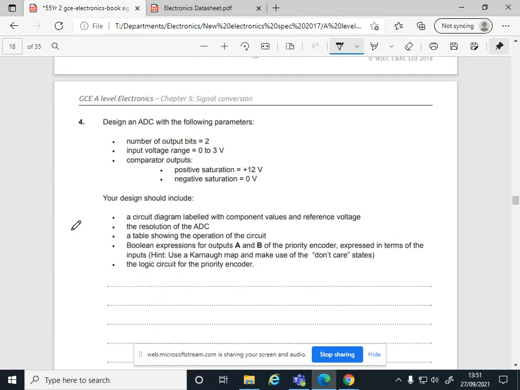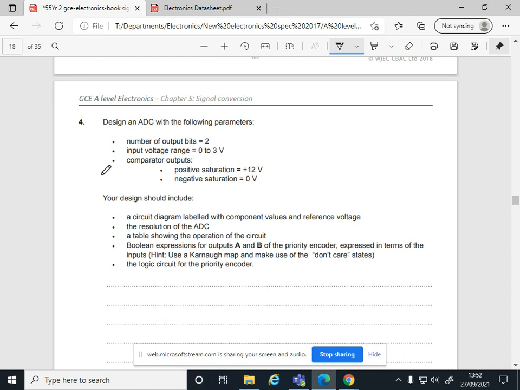Okay, so this has given us a load of information. We basically need to design this. Now, I've already made the circuit diagram for you, but let me just show you. So it's 2 bits. So we're going to need, obviously, 4 resistors, 3 op amps. Input voltage range is 3 volts.